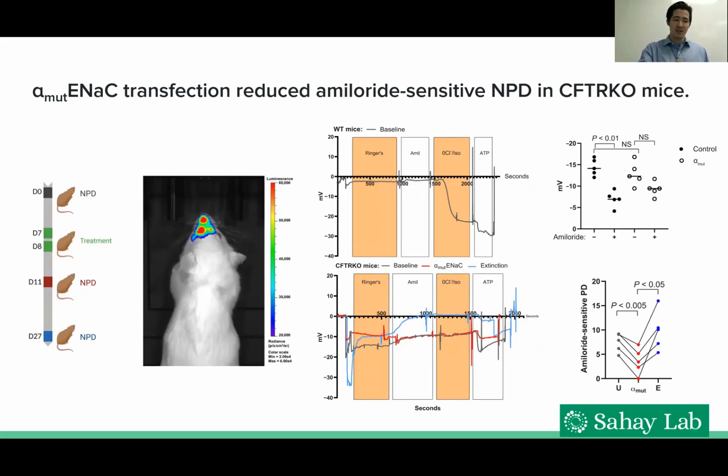Upon oral intubation of mice, tubing was placed in the nasal respiratory epithelia to measure the voltage across the nasal epithelium. Ringer's buffer, containing amiloride that inhibits ENaC, is then injected after the steady state of the mice with the normal Ringer's buffer. With the NPD setup only being possible in a few labs around the world, we present promising data of a decrease in amiloride-sensitive current seen in the comparison between the wild-type mice and CFTR knockout mice, with the gray line representing the baseline reading, the red line representing the transfected mice, and the blue representing the extinction of the reduced reading.